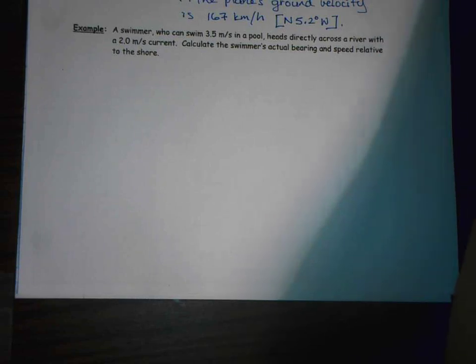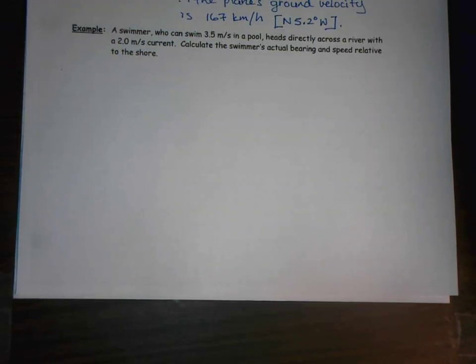Now let's take a look at the next question, the last question for this lesson, and it deals with a swimmer who can swim 3.5 meters per second in the pool, but this guy is heading directly across the river that has a current of 2.0 meters per second. Calculate the swimmer's actual bearing and speed relative to the shore. Okay.